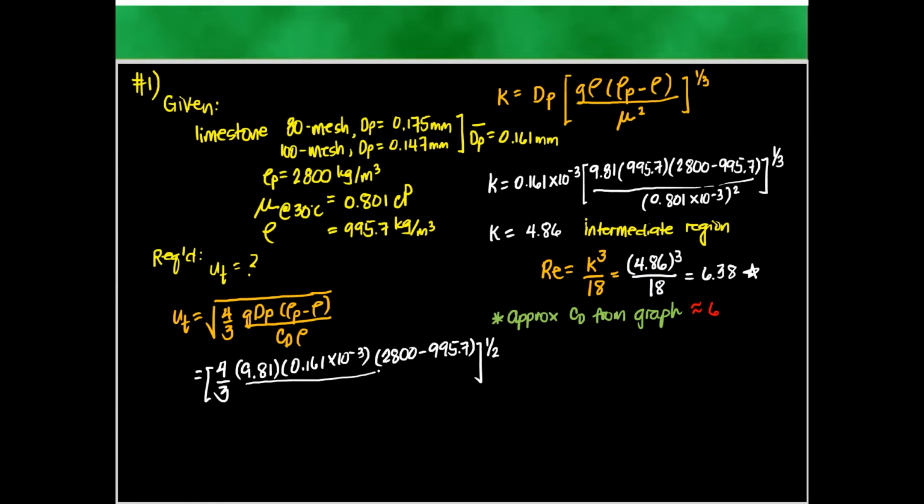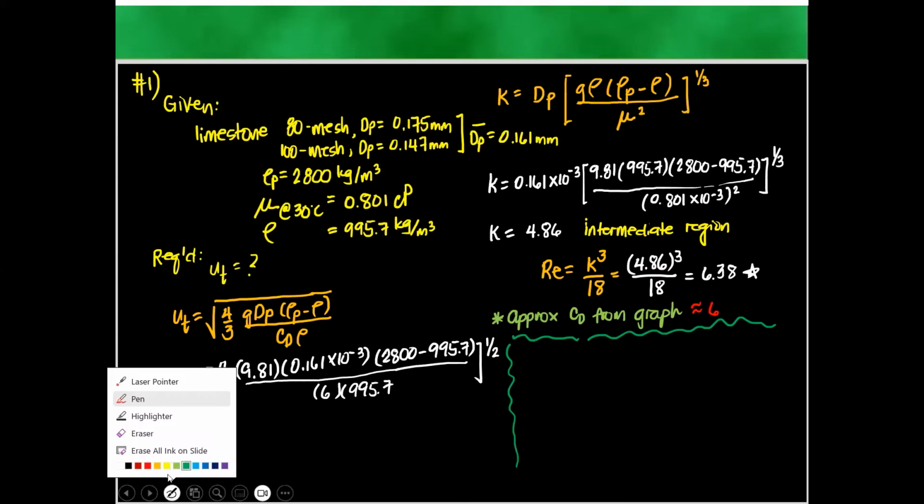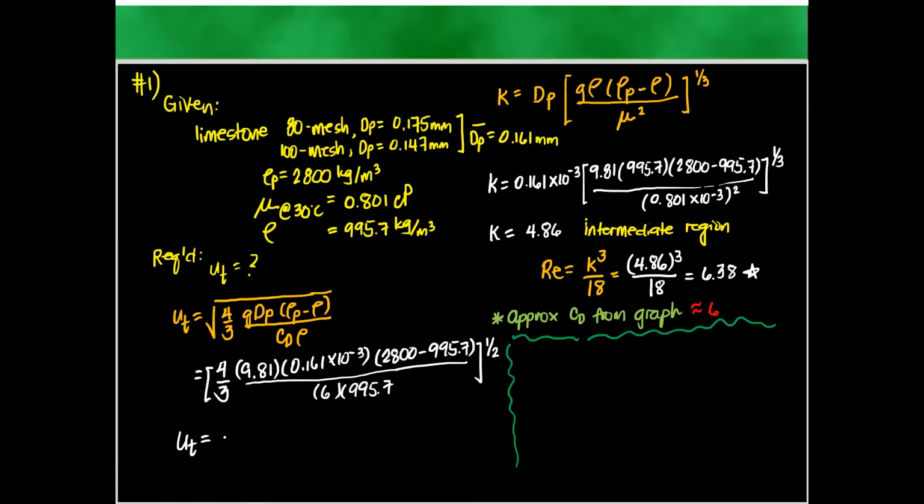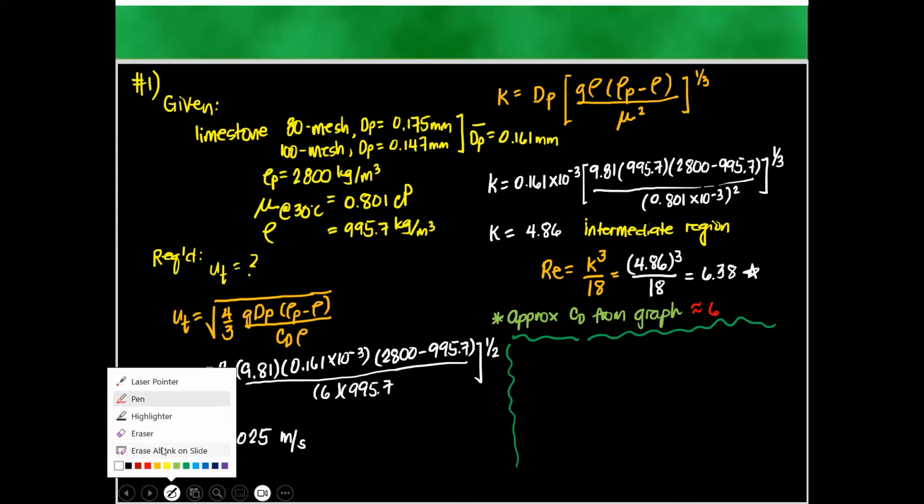This one is CD. Let's just try 6. And if we tried 6, what would be the value of the UT? The terminal velocity would be 0.025 meters per second.